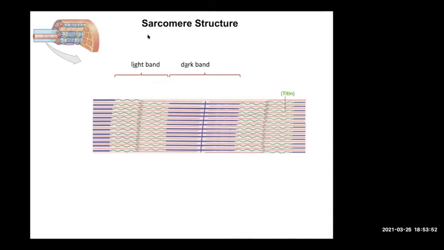So this is what is known as a sarcomere. The sarcomere and these dark and light bands created by the organization right here goes from Z line to Z line, here to here. This is a single sarcomere.